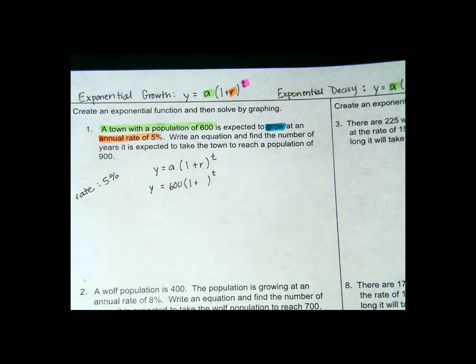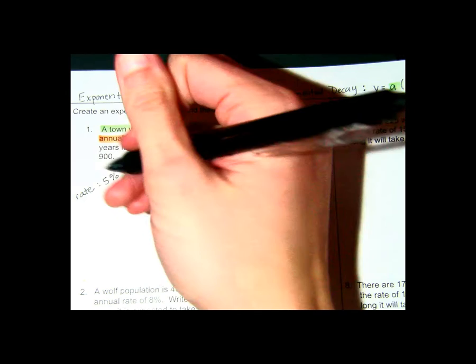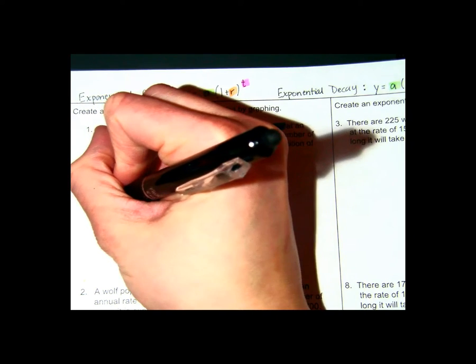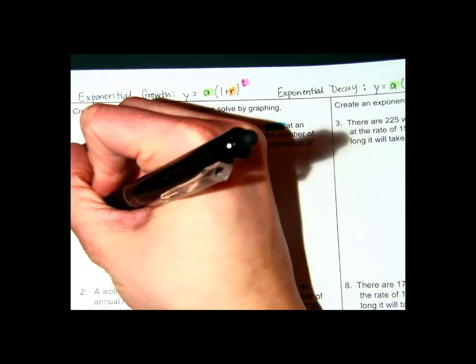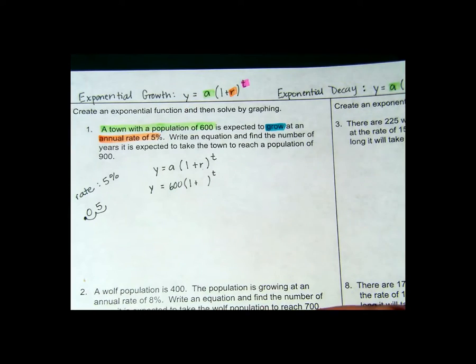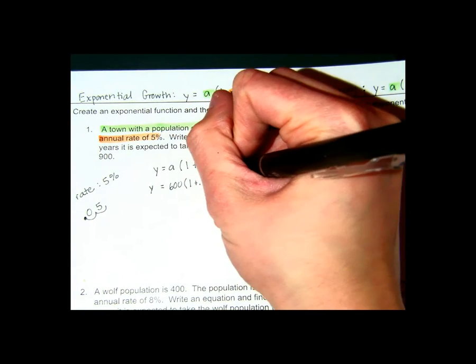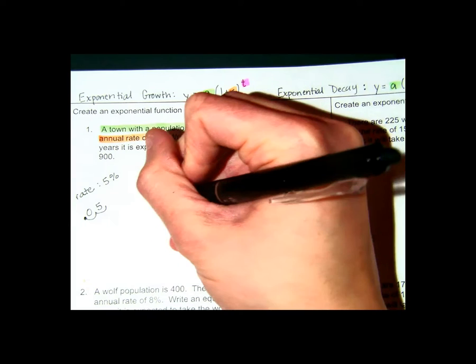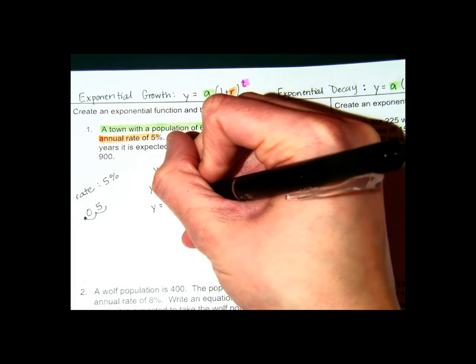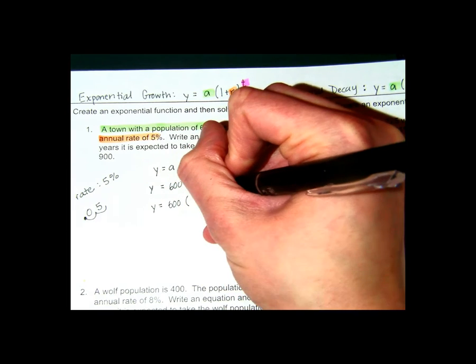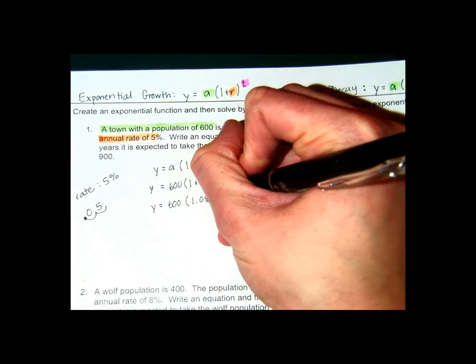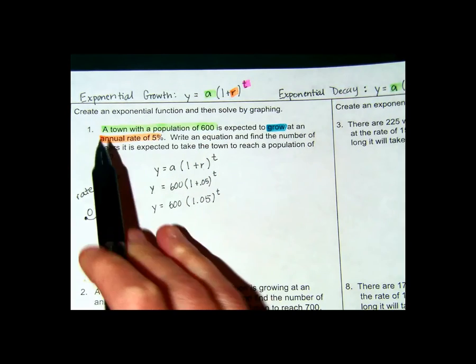However, I need that in a decimal. 5%, you move the decimal place 2 places to the left, is the same as 0.05. So 0.05. I need to add those together. 600 times 1.05 to the t. That is the first step.